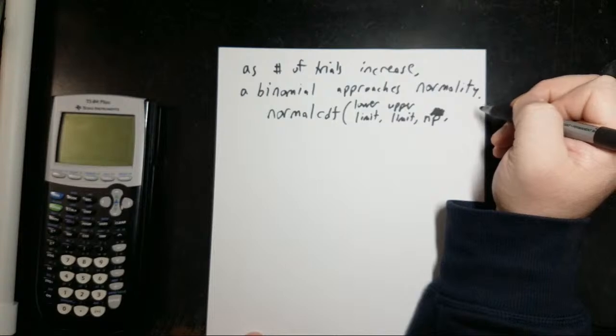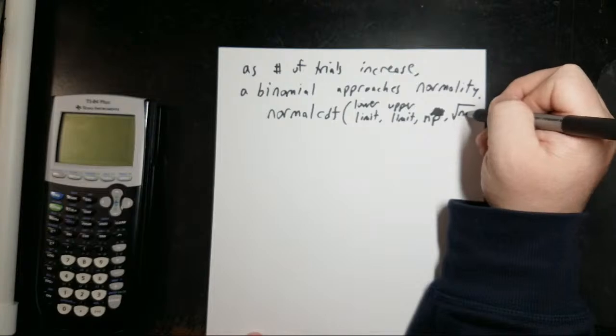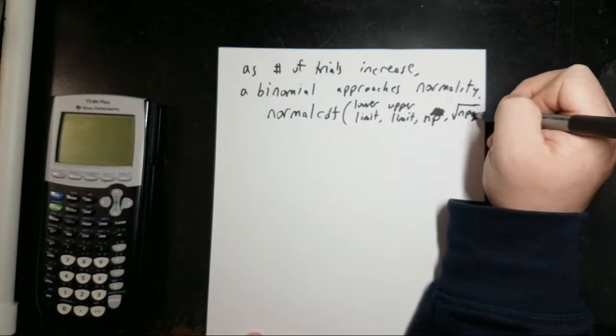np, which would be the mu, or the mean of the average of the binomial, and then the standard deviation would be the square root of npq.